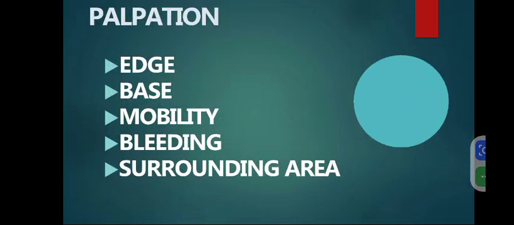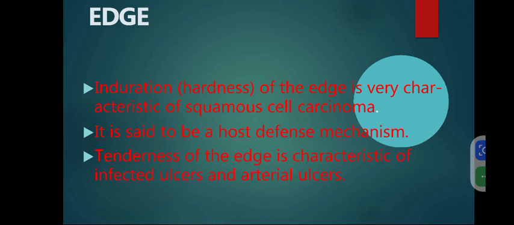So, now continue with the ulcer. How will we palpate the ulcer? We will palpate the ulcer through edges, base, mobility, bleeding, and surrounding area. The edge induration, hardness of the edge, is very characteristic of squamous cell carcinoma. It is said to be a host defense mechanism. Tenderness of the edge is characteristic of infected ulcers and arterial ulcers.